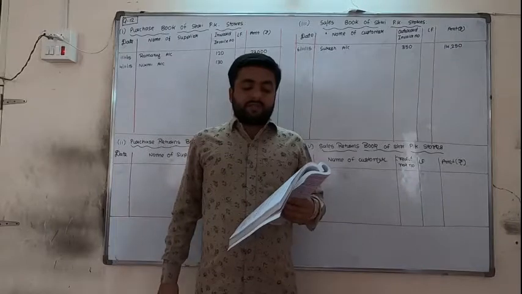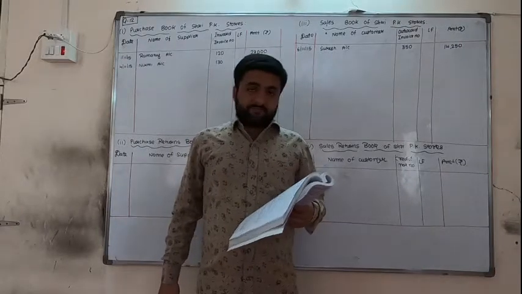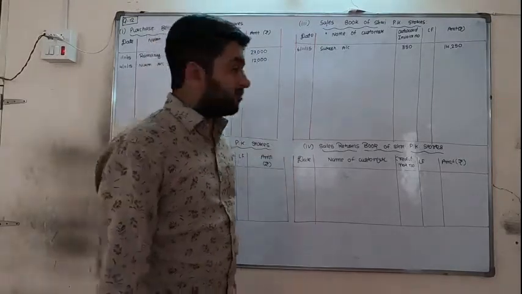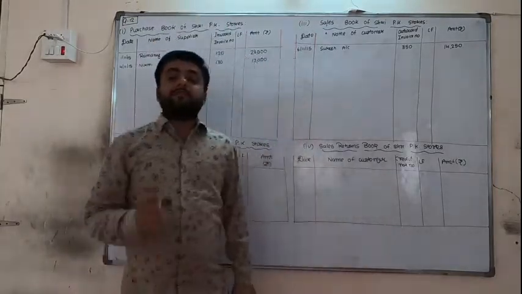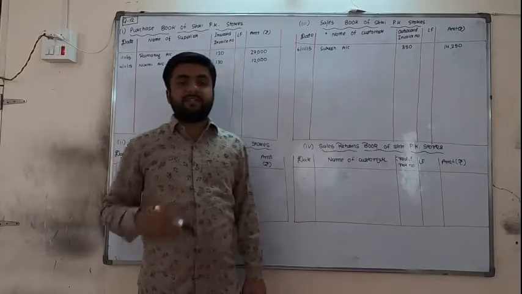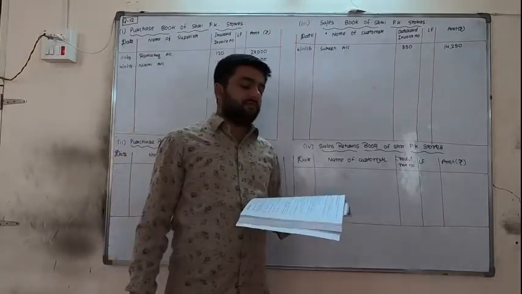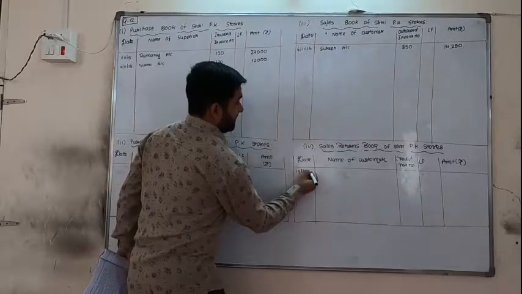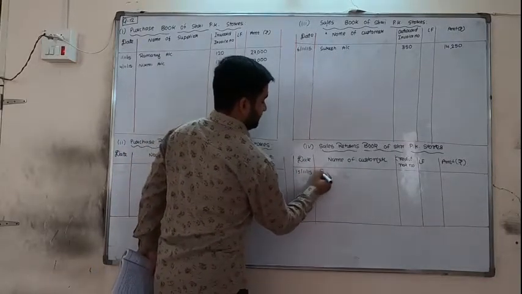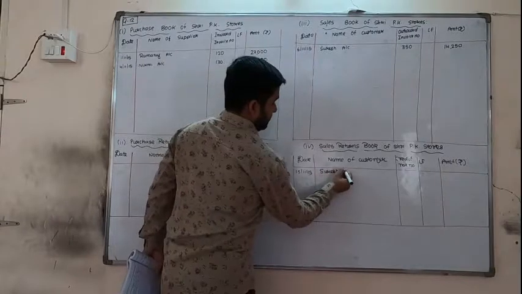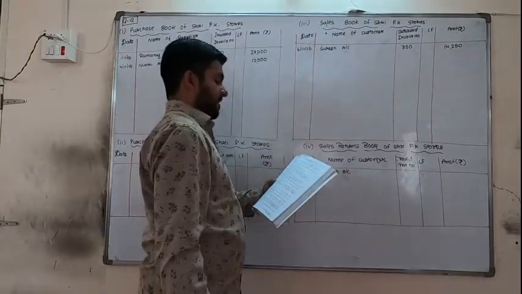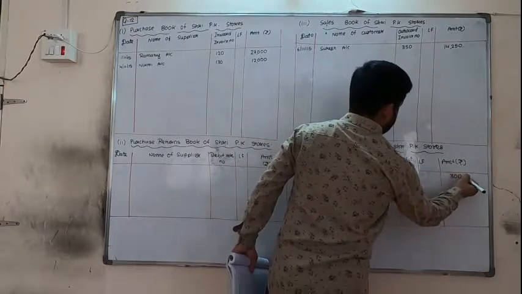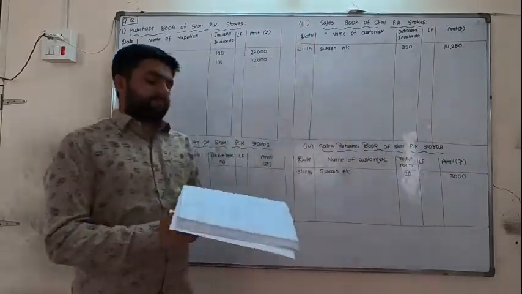15th, Suresh returned the goods of 3,000, credit note number 20. The Suresh to whom we have sold the goods is now returning the goods with a credit note. Okay, so we have sold the goods to Suresh and he is returning them back, so it is sales returns, and goods are of 3,000. So 15, 11, 15, Suresh account, credit note number 20, goods amount is 3,000.